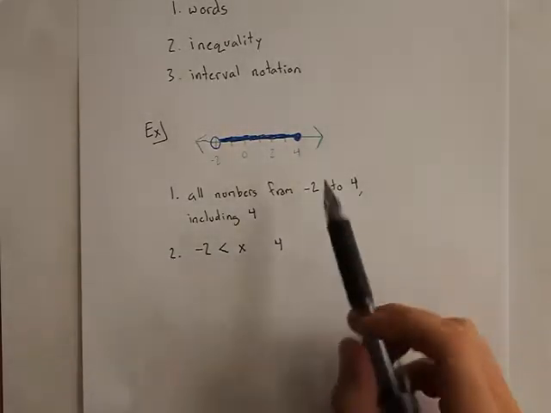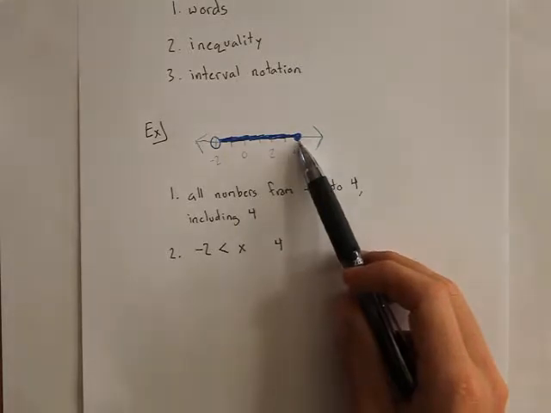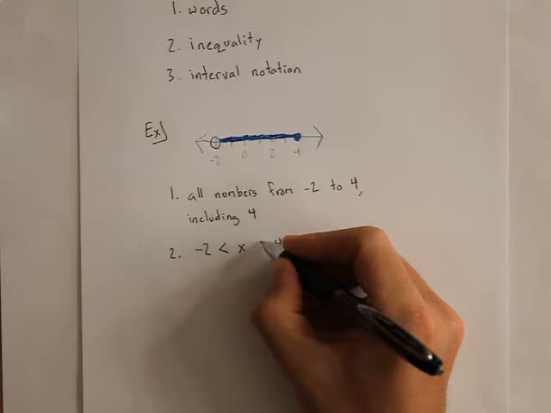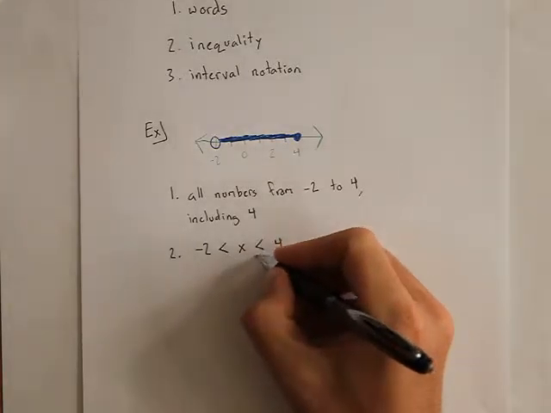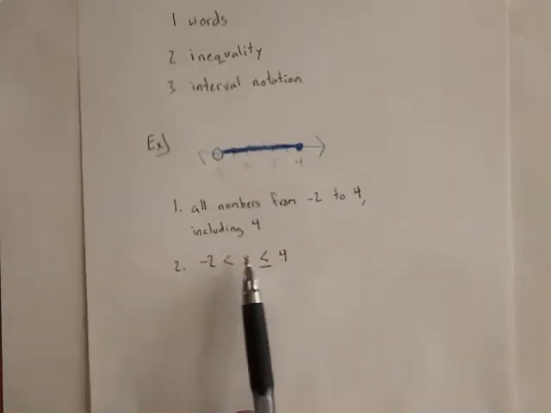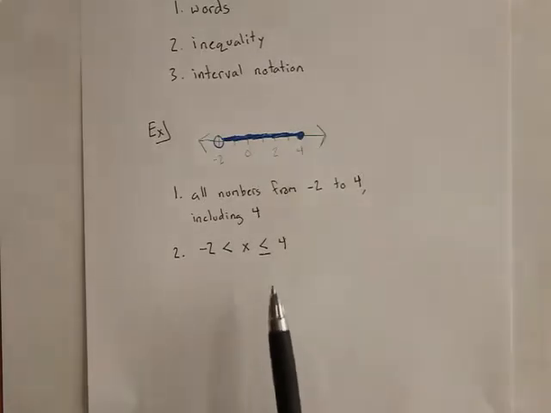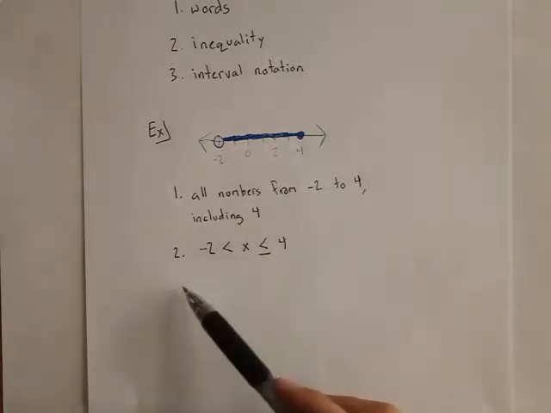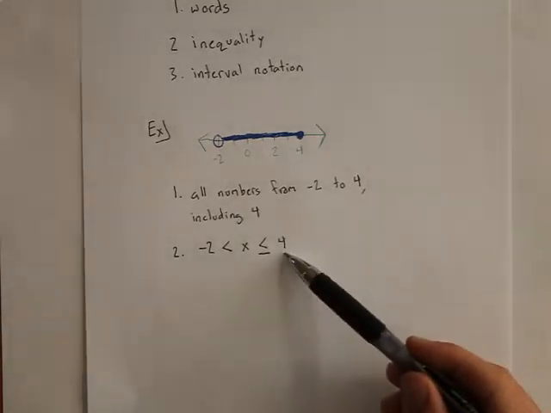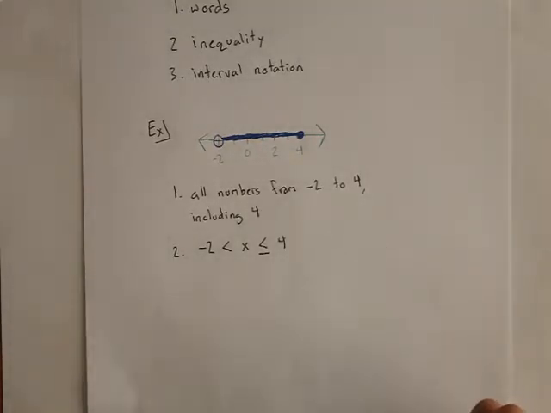On the flip side, my 4 over here is filled in. This is a closed circle. I want that 4. So I'm not just going to put the less than sign there. I'm going to put the equal to underneath. So this statement altogether would say -2 is less than x is less than or equal to 4. That also might be what you say in words. A lot of times the word statement is just a direct copy of what the inequality would be. So this is probably what you're most familiar with. Take either one of those.